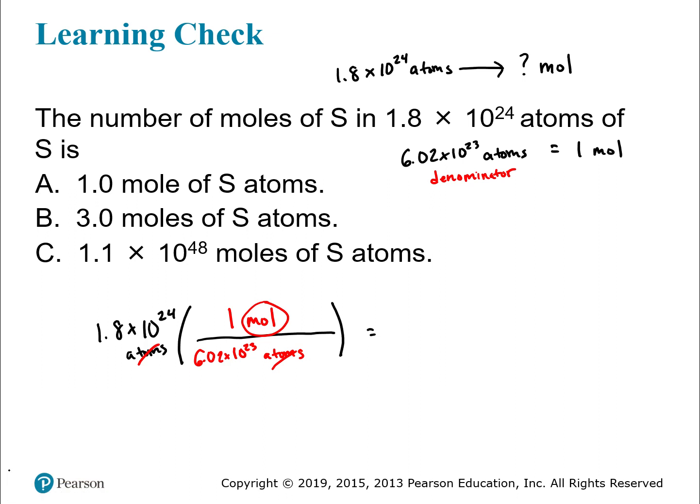You're going to be taking the 1.8 times 10 to the 24 and dividing it by 6.02 times 10 to the 23rd. Your calculator will tell you 2.99. But look at our sig figs. We've got 2 sig figs in 1.8 times 10 to the 24. With 2 sig figs, we write that as 3.0, and our units were in moles. The answer should be letter B.